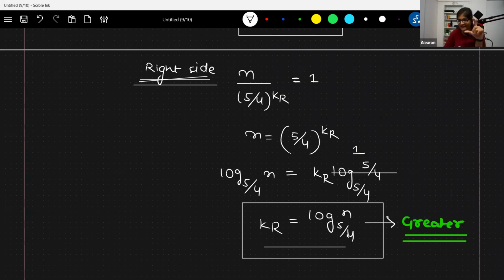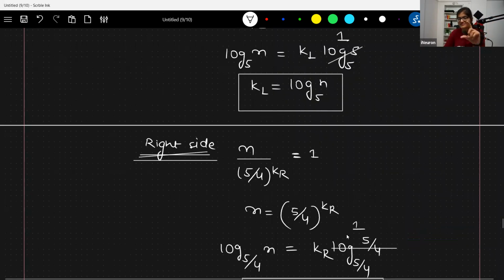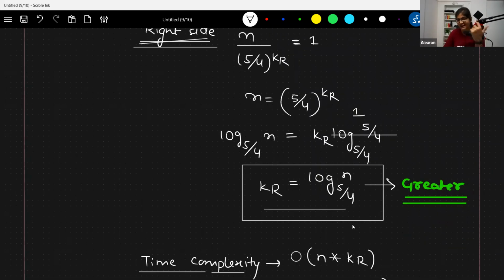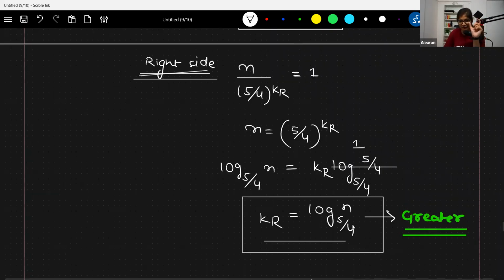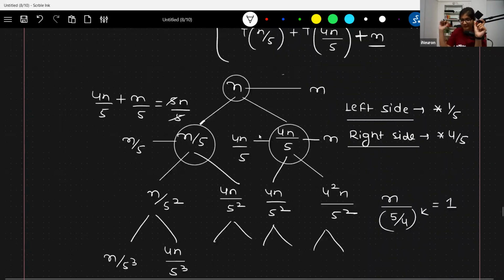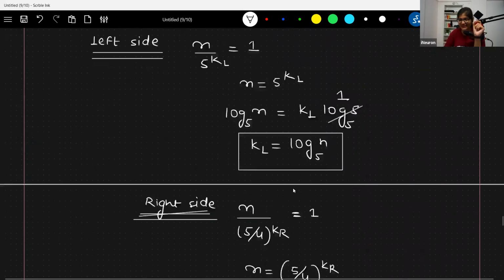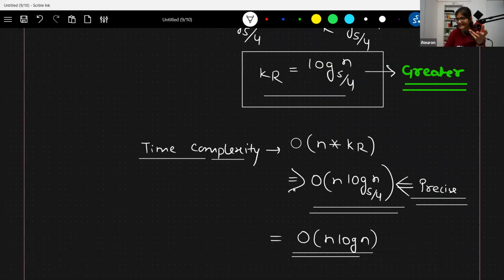Once we get these two values, we see which one is greater. We know that the lower the base, the higher the value. So this particular value is greater. The right side is greater. After that, for every particular level, what is the cost? It is n. So what is the overall time complexity? It is n into the greater number of levels, so it will be n log of n base 5 by 4.